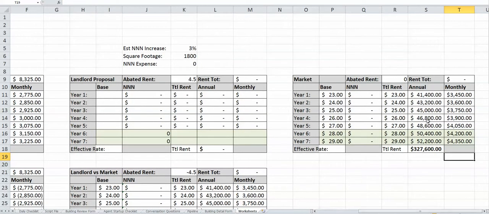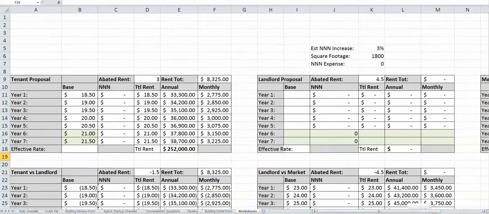Total rent for the market proposal would be approximately $327,000. So that's a quick breakdown. We'll have more details to come once you guys give us your thoughts.